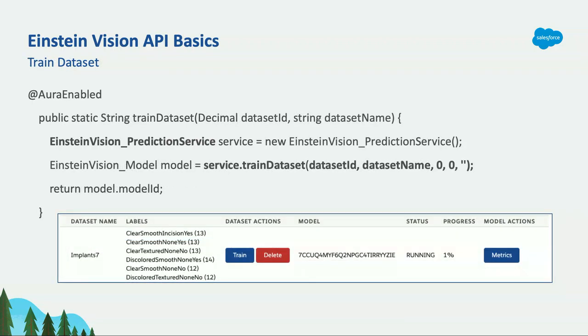The next one is another very similar call, which is a call to the train dataset method. We pass it the dataset ID and the dataset name, and Einstein does everything else. So that's for the developers in the audience. You'll notice that it returns a model. From that model, we can pull things like the label, the model name, the status, whether it's running or not, and the progress. So you can keep track of the progress of the training itself.